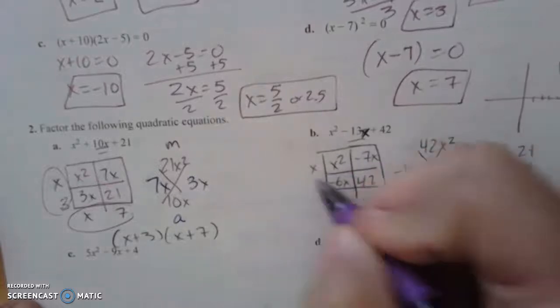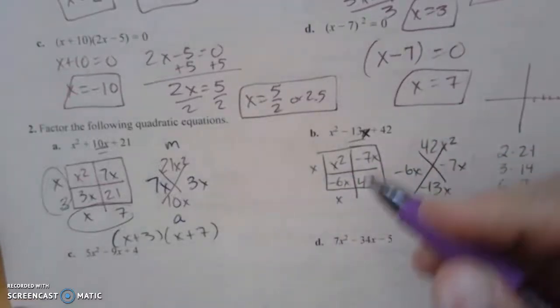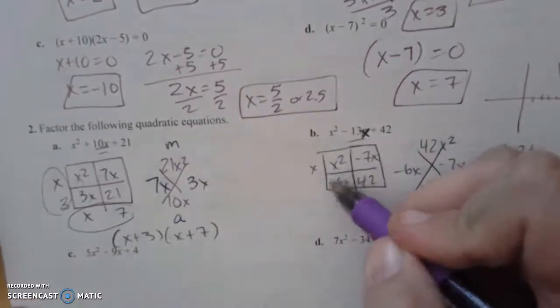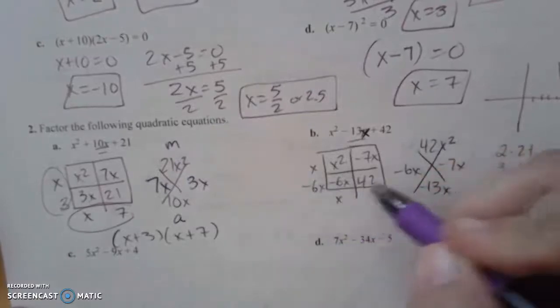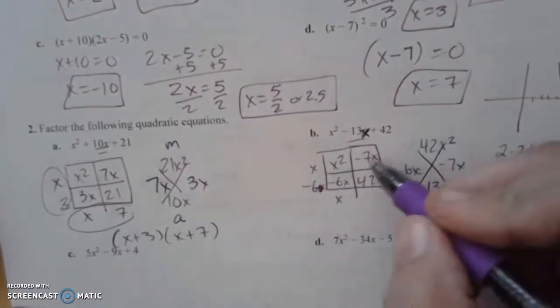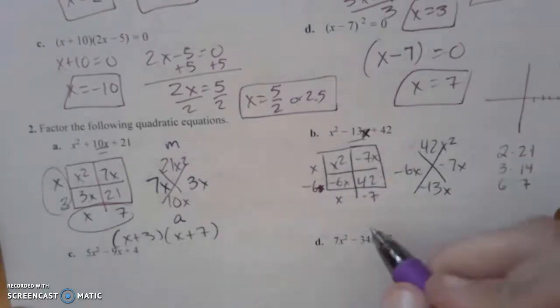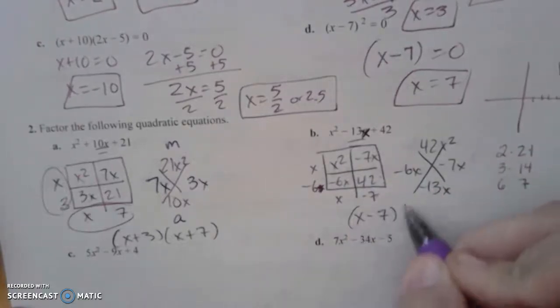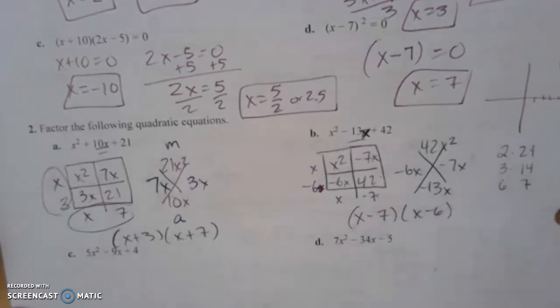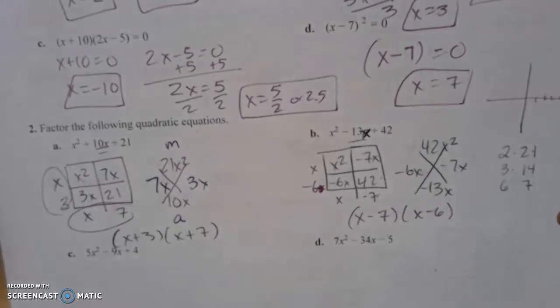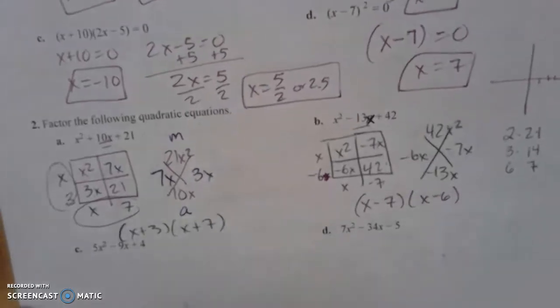Now again, we are going to have x times x. That gives us the x squared here. What multiplies to make negative 6x? Just the negative 6. And this is negative 7. Negative 6 and negative 7 makes 42. So our terms for this one are x minus 6, x minus 7. Or x minus 7, x minus 6. Doesn't matter how I write it. Okay. We're going to keep going here.